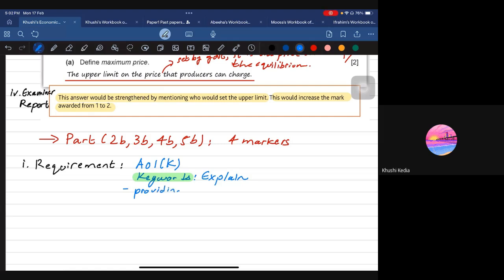So you have to be providing 2 points, plus you have to explain each point. So for this, you have 2 marks, and for this as well, you have 2 marks.